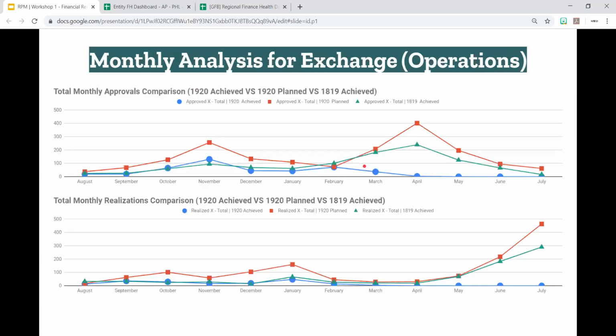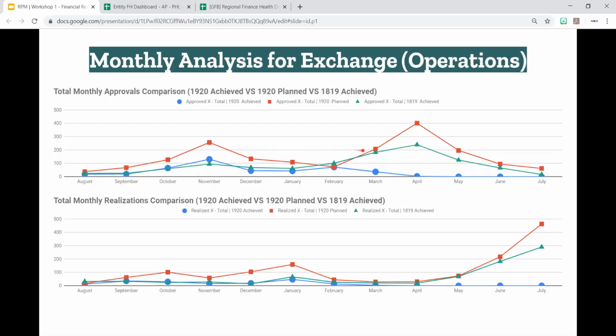Another version, this one, is monthly analysis for exchange and operations. This is also important for finance because you can see how your performance is doing this term, last term, and your plan for this term. For example, the blue one is the achieved for 1920, meaning how many approvals you are achieving this term so far. Red is approvals for the 1920 plan, meaning how many approvals you actually planned for this term. And green is 1819 achieved, so how many you achieved last term.